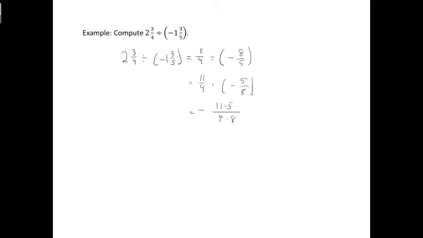Example, compute 2 3/4 divided by negative 1 3/5. 2 3/4 is 11/4 divided by 1 3/5 is 8/5, so negative 8/5. Division of fractions means multiplication by the reciprocal. We have a positive fraction times a negative fraction, so the final answer will be negative. Multiply straight across, 11 times 5 over 4 times 8, which is negative 55 over 32.